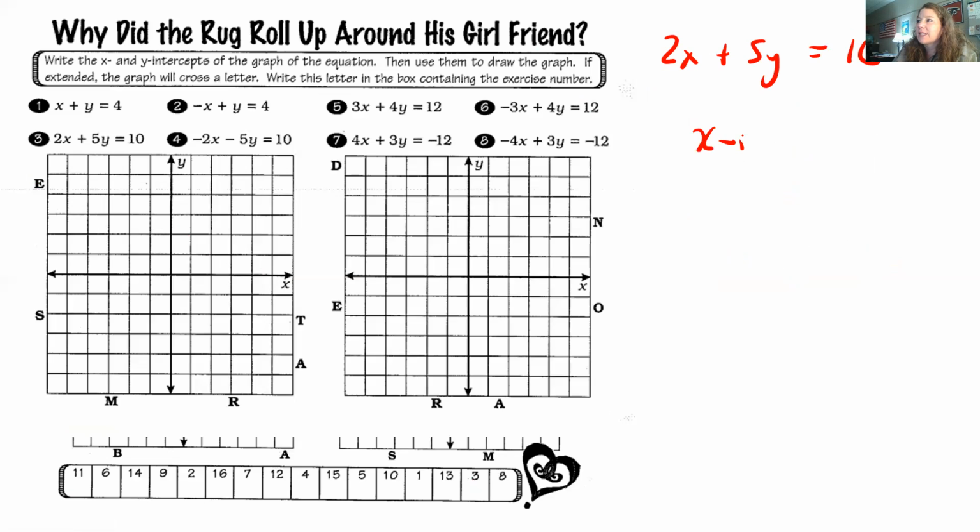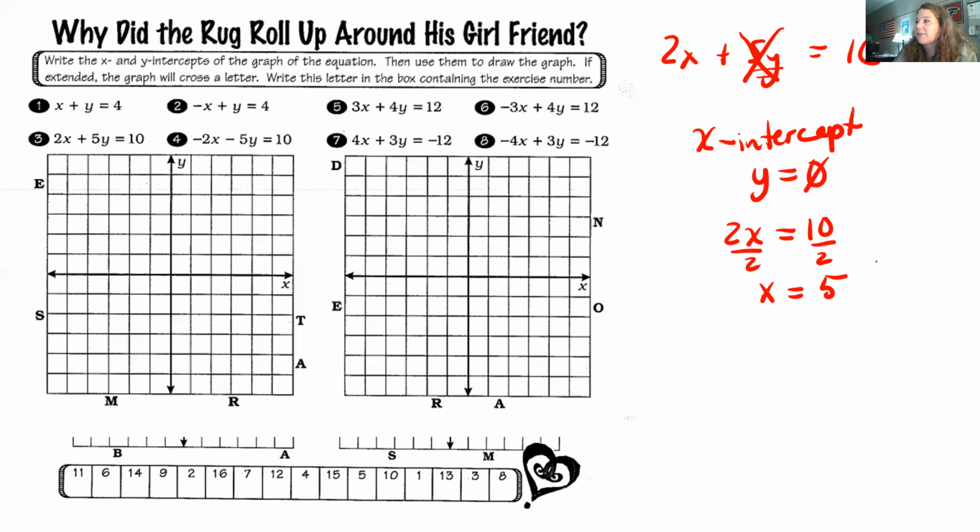So when we want the x-intercept, what does that mean? We're going to make y equal 0. So going up here, if y equals 0, look right here. Isn't 5 times 0, 0? Yep. So that would go away. And I would say 2x equals 10. And when I divide both sides by 2, I find out that my x-intercept is 5. So my x is 5 when y is 0. So that's my x-intercept.